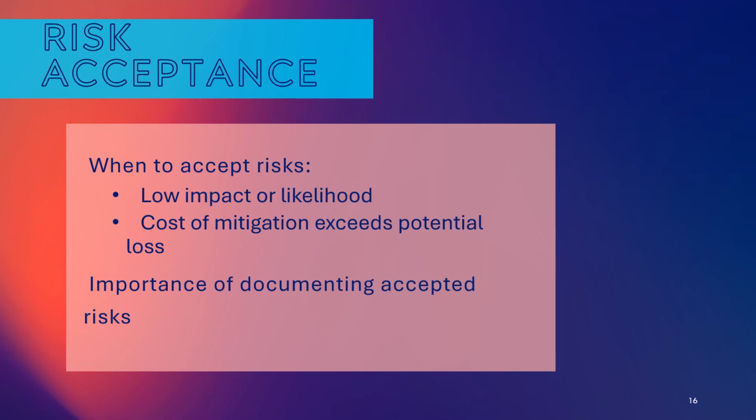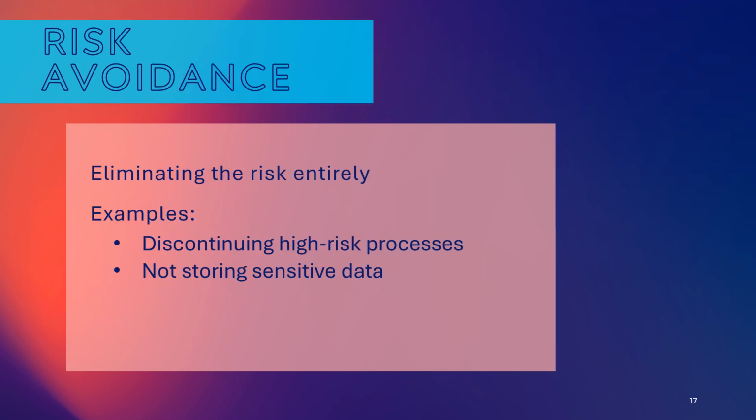The first strategy is risk acceptance. Here we can accept the risk if it's not too serious or wouldn't cost too much to fix. We can also accept the risk if there is a low impact or likelihood of occurring. Next is risk avoidance. We can avoid the risk by stopping whatever activity is causing it, and we can also reduce the amount of sensitive data that is being stored to help keep a smaller digital footprint.